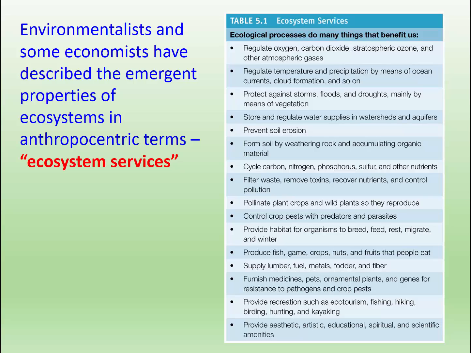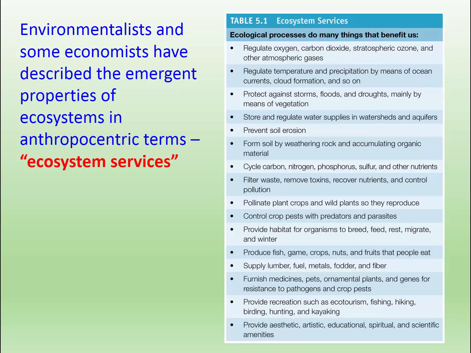We can describe the emergent properties in the natural world as ecosystem services, meaning that the ecosystem is providing us a service which we cannot provide for ourselves. Ecosystem services are processes such as nutrient cycling, waste filtration, removing toxins, and food production.